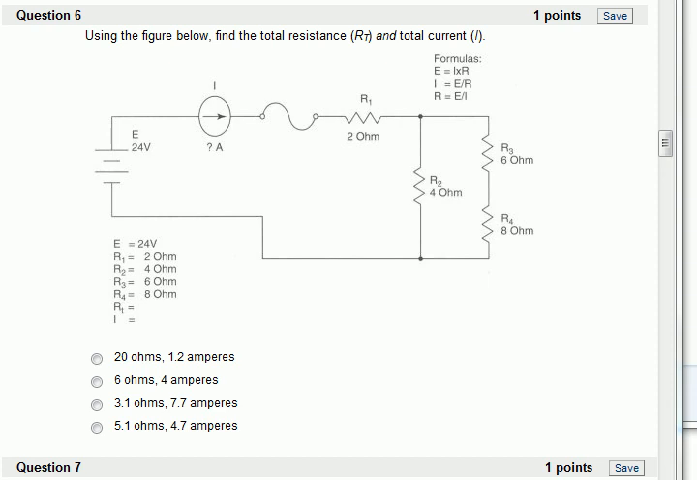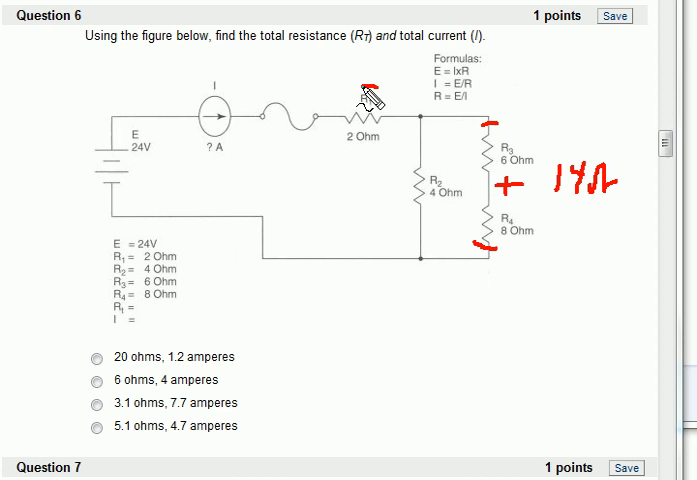All right, what I'm going to do first is I'm going to look here and I'm going to say these two are in series over here in the corner. So I know that I can take these two and add them together. So in this leg of the parallel circuit, I'm going to have 14 ohms of resistance, right?